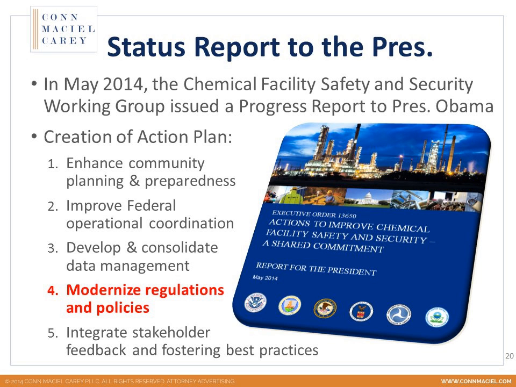And they put together a report that they shared with the President, and the report identified quite a few actions, quite a few status updates. The most important 5 that I identified in the report were their efforts to enhance community planning and preparedness, their efforts to improve federal operational coordination, efforts to develop and consolidate data management, and ways to integrate stakeholder feedback and foster best practices.